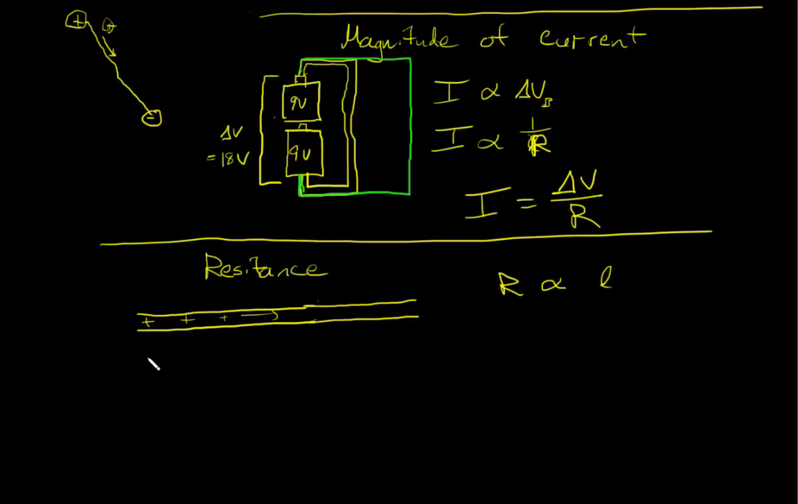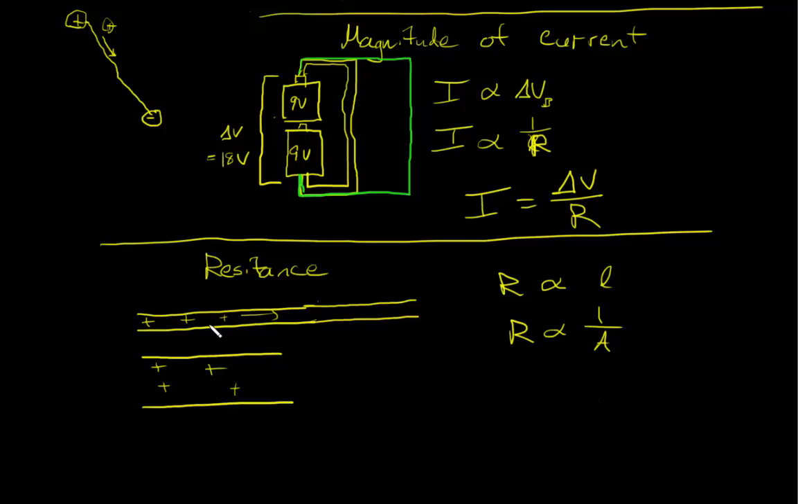But if I took the same wire and increased the diameter, or the cross-sectional area, now there's a lot more that can flow through, and it's a lot easier to push things through. So the resistance is proportional to the inverse of the area.